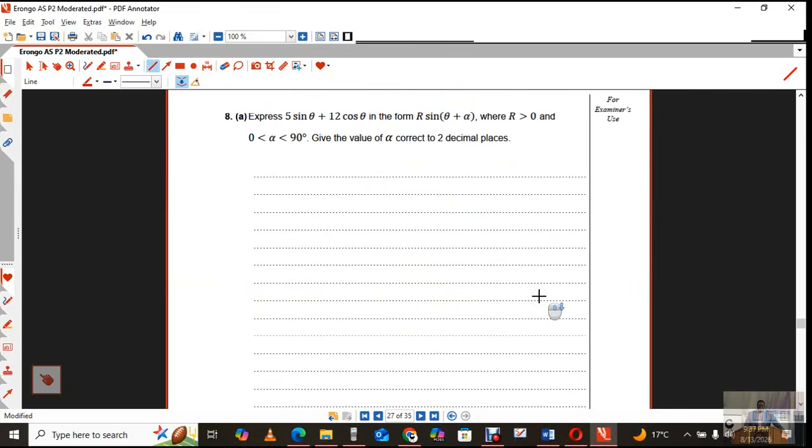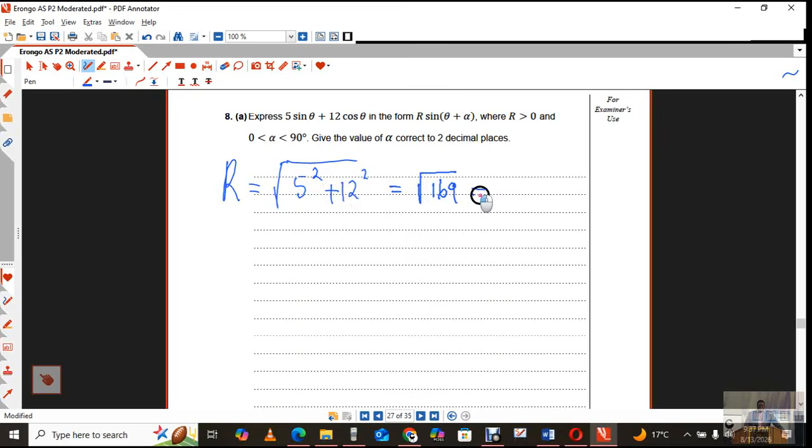Good, we are going to question 8. Question 8, very important. We are dealing with the harmonic curves here. Express 5 sine theta plus 12 cosine theta in that form. Now I hope you know that for the value of r, we can just use Pythagoras. That is going to be the square root of 5 squared plus 12 squared. If you do that, that's 25 plus 144, that's 169. The square root of 169 is equal to 13. Then you have the formula tan alpha, which in this case will be 12 over 5.